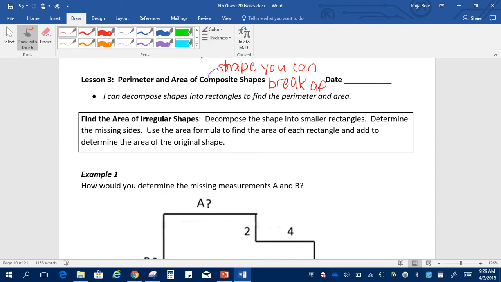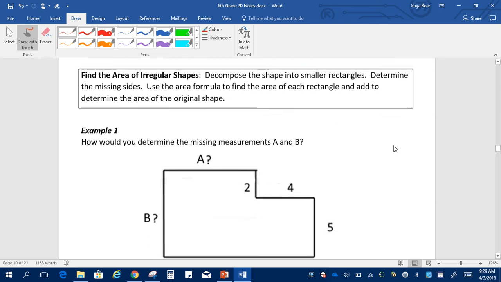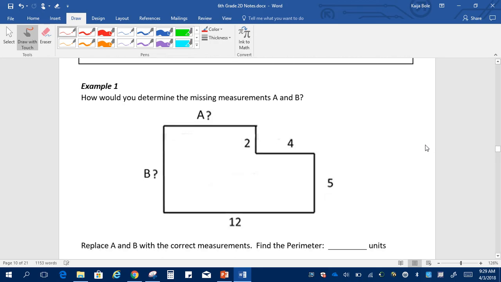Alright, so if you look at the shapes on this page, they're kind of a little funky looking. They're not just exactly one square or one rectangle. So we're going to be finding the area of irregular shapes. And it says to decompose the shape into smaller rectangles, determine the missing sides, and then use the area formula to find the area of each rectangle and add to determine the area of the original shape.